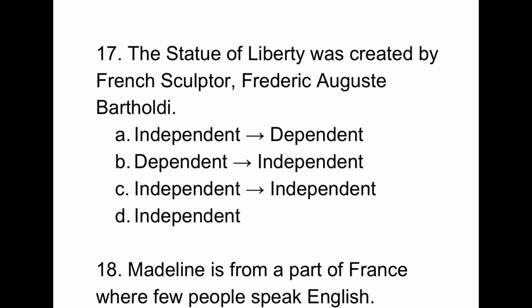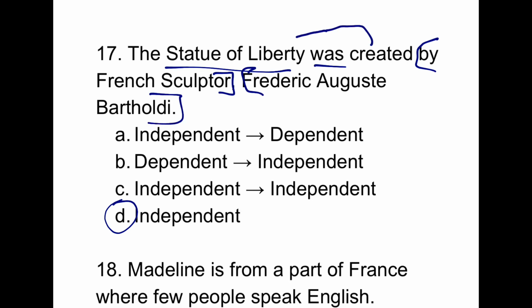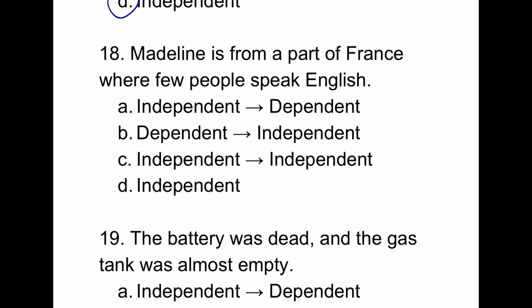The Statue of Liberty was created by French sculptor Frederic Auguste Bartholdi. The subject verb is Statue of Liberty was. We have an appositive describing which sculptor, but there's not an additional subject verb. This one is just one independent clause. The prepositional phrase might have thrown you off, and the appositive phrase might have thrown you off, or perhaps the complement. Because it was in participle form, it looked a lot like a verb when it was really an adjective.